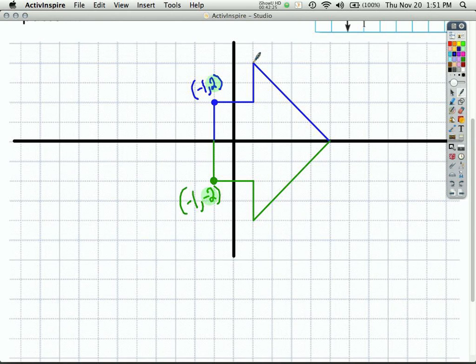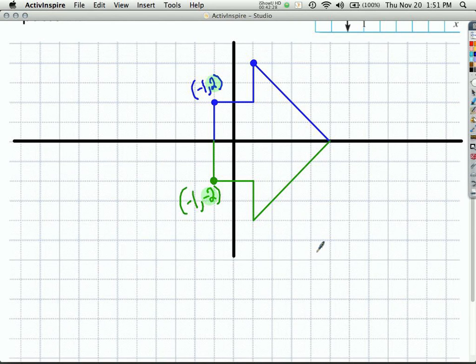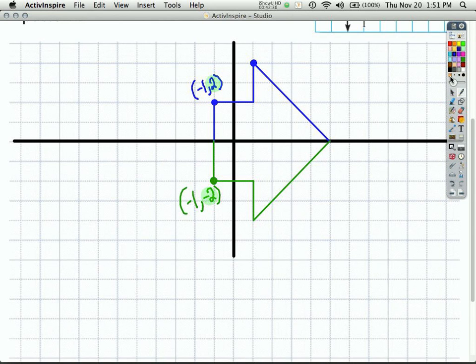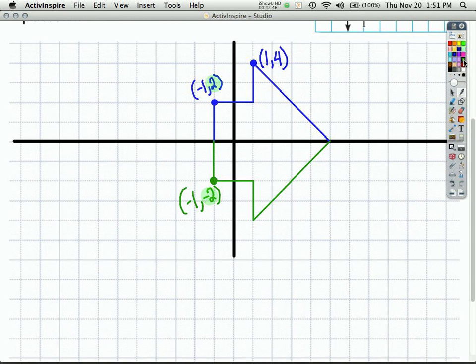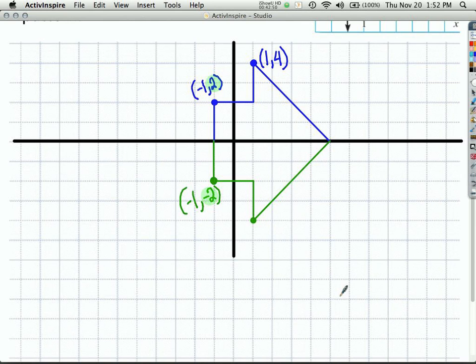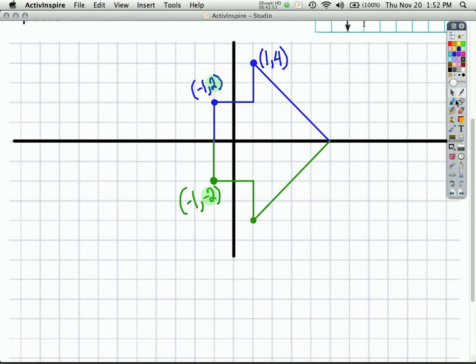Let's look at this vertex right up here. What are the coordinates of that vertex? Only 3 people can tell me the coordinates? Go ahead, Stephanie. 1, comma 4. Let's look at the corresponding vertex in the reflection, which is down here. What are the coordinates of that point?